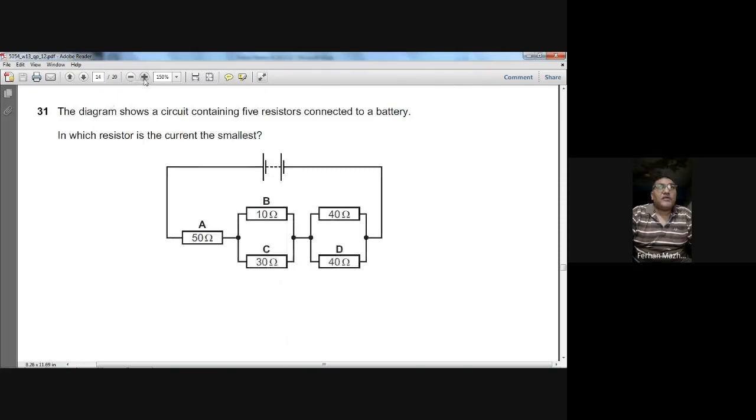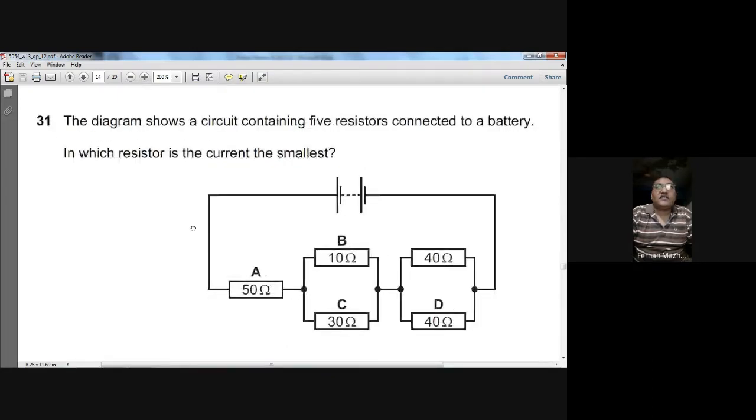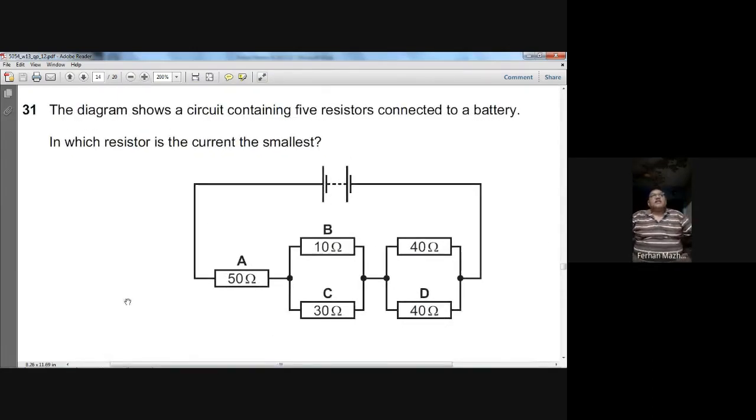Okay, everybody, question number on your screen is 31. The diagram shows a circuit containing 5 resistors connected to a battery. In which resistor is the current the smallest? It does not involve calculation. It is just a conceptual question. Here, from the positive terminal of the battery, the current will come out, and the same amount of current will go back to the battery. So the whole amount of the current passes through A.